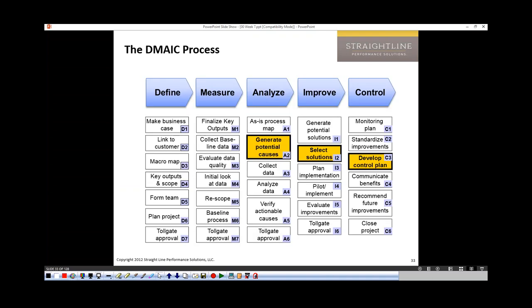An FMEA can be used in a lot of different places. It can certainly be used in analyze, in improve, and in control. I'm also going to circle this one right here. I recently used an FMEA to create a measurement, because one of the things that we're going to find is that we can actually measure risk using an FMEA. And so you can create measurements for that, and you can baseline those measurements. So that's another place where you can use it. There are all different places where you can use it.